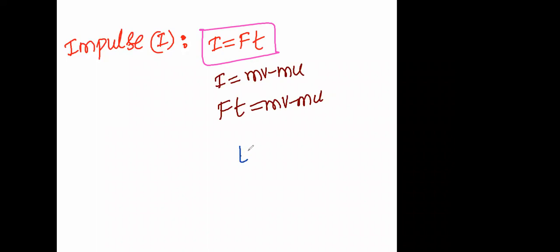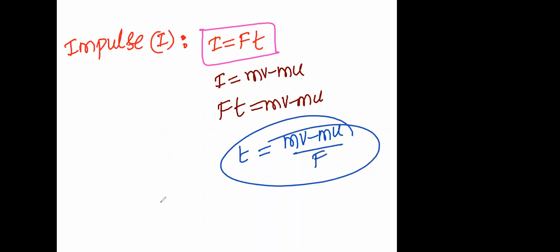From this, let us suppose they have asked for a time period. T is equal to mv minus mu divided by F, we will take. This is the formula to calculate impulse. What is impulse? A large force that acts in a small interval of time.